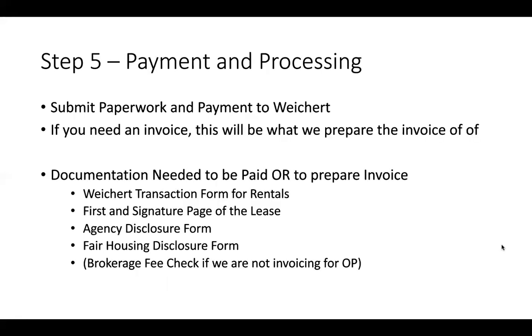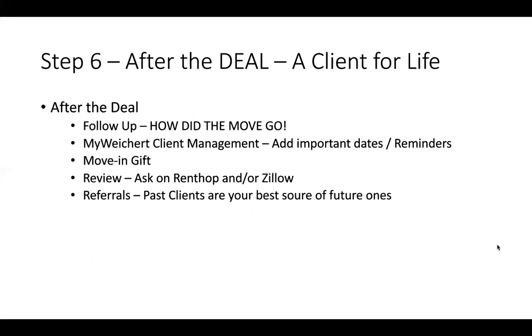So again, let's just say it's a rental, everything's done. You get your check. You need to submit everything to Ritalin to get paid and for it to be processed. So again, the documentation is the transaction form for rentals, which is in the Google Drive, the first and the signature page of the lease, the agency disclosure form, and the fair housing form. And if it's a brokerage fee you're collecting from the tenant, we need the copy of the check. If we're billing someone else for it, you put together an OP invoice and we can go over that separately.